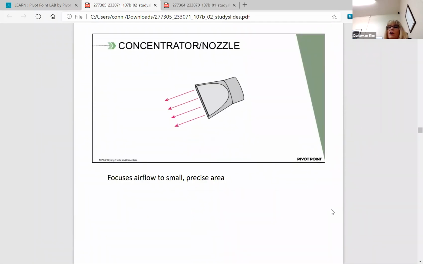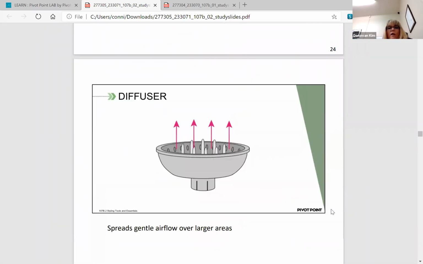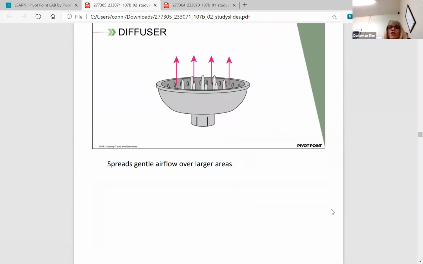So like I said, the concentrator or the nozzle is going to make airflow go to one area only. Diffuser is a nice thing because it just gently lets the air flow over it. It's good for curls, to define curls and to define curly hair. It will attach to your dryer also.